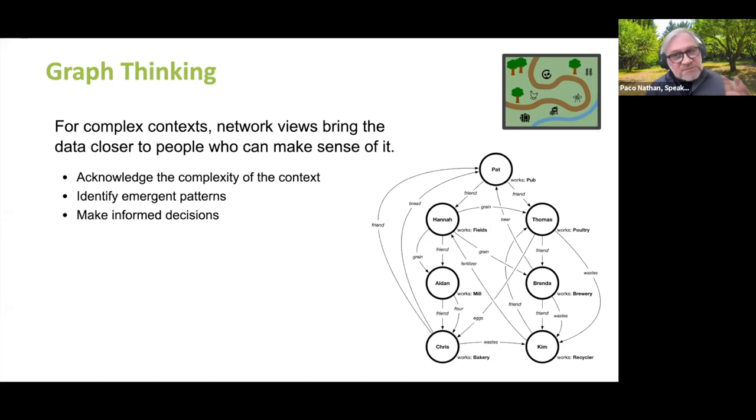One is the context has a lot of complexity in it. Two is there are emergent patterns. And then three, we need to be able to make informed decisions by perceiving those patterns. And those assumptions are a bit different than what we would typically see in business intelligence based on SQL.